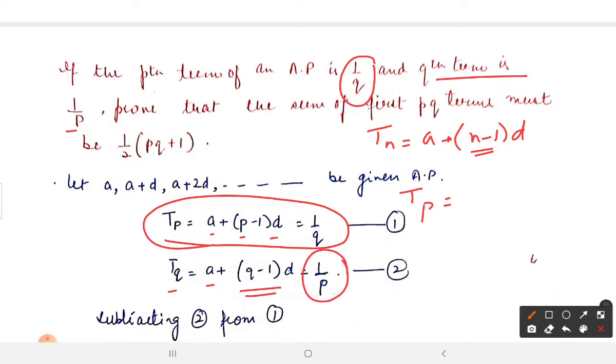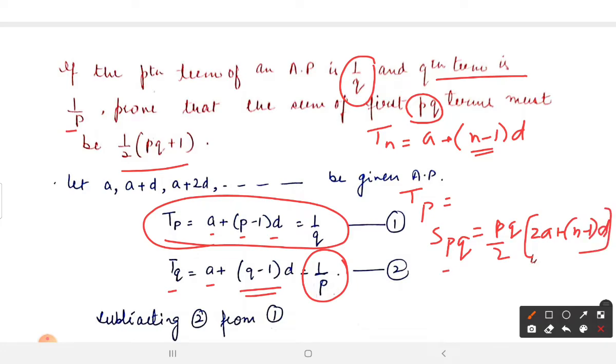Prove that the sum of pq terms must be this. So we need to find Spq, the sum of pq terms. Means pq by 2, formula 2a plus n minus 1 times d. So to find the sum of pq terms, we need to find the common difference as well as the first term. So a and d. So let us now find a and d. How to find a and d? By using 1 and 2.